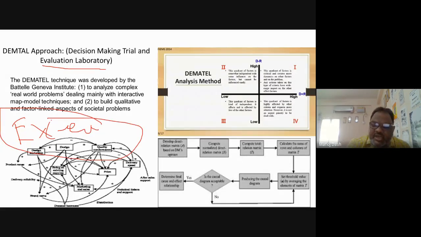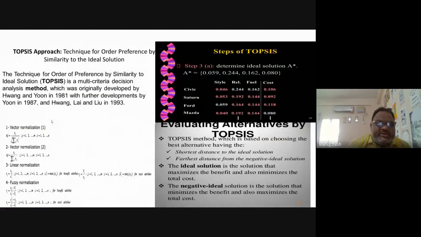But in this FDP, I don't think the DEMATEL concept is there. That is why I am explaining this, and it will be helpful. You have to learn this technique for your betterment. Then there is TOPSIS. In TOPSIS, the objective is ranking your decision-making units.